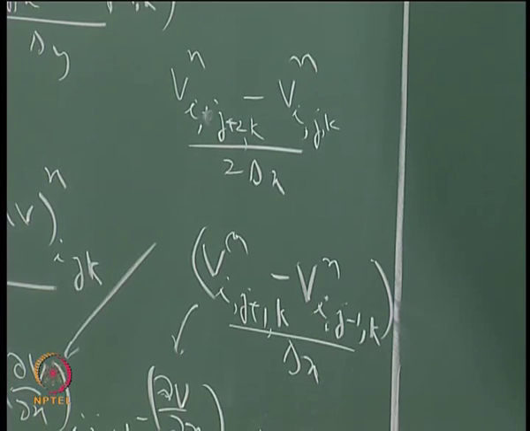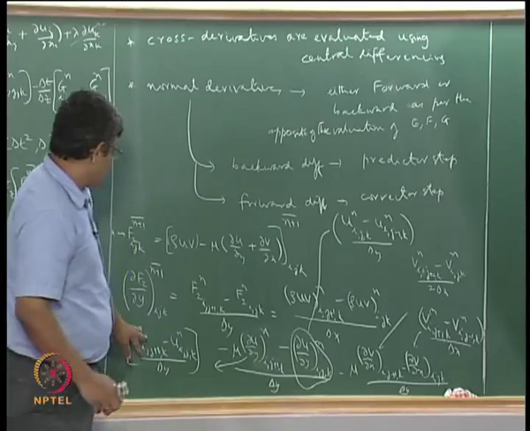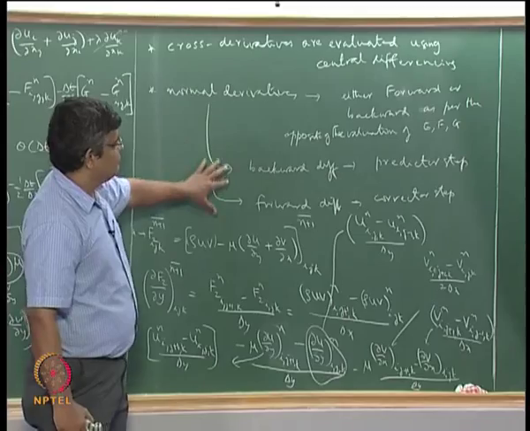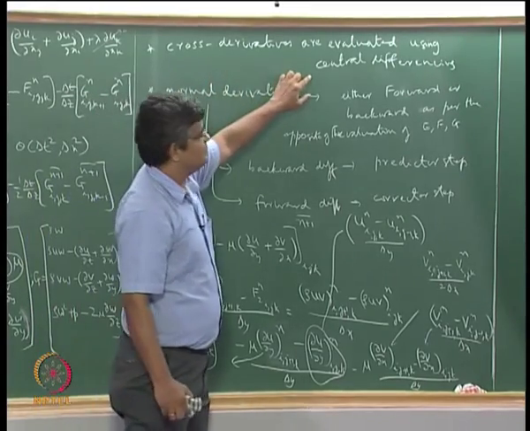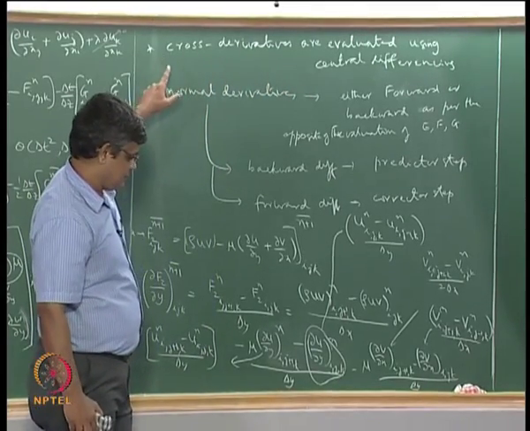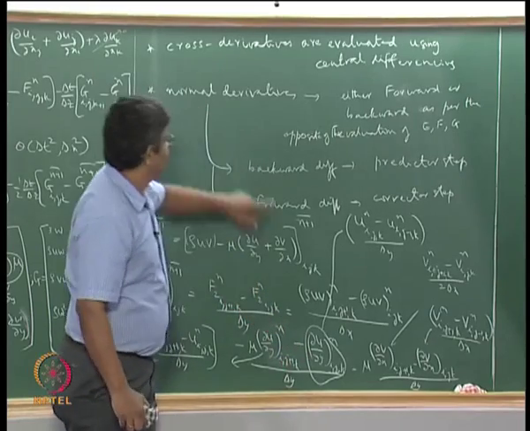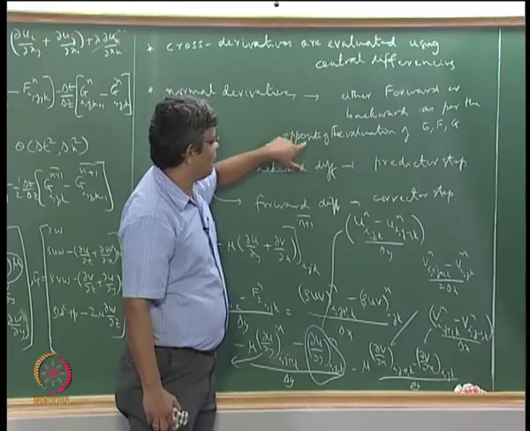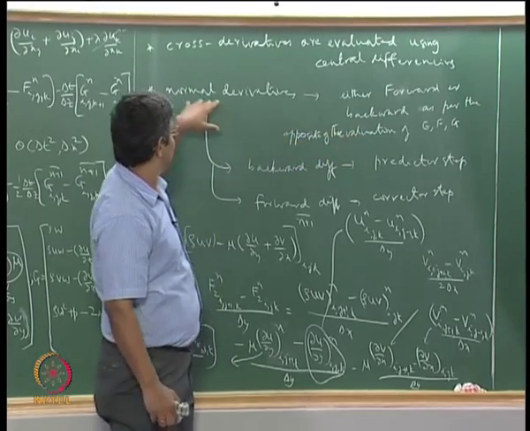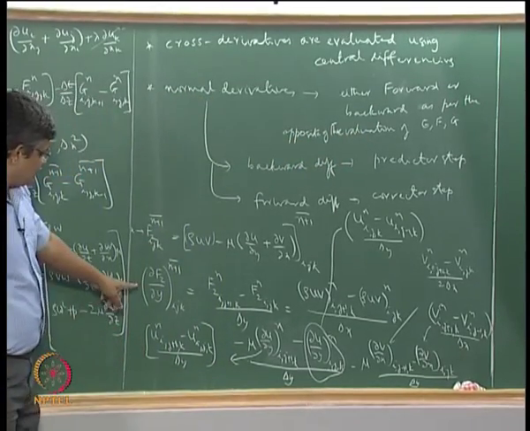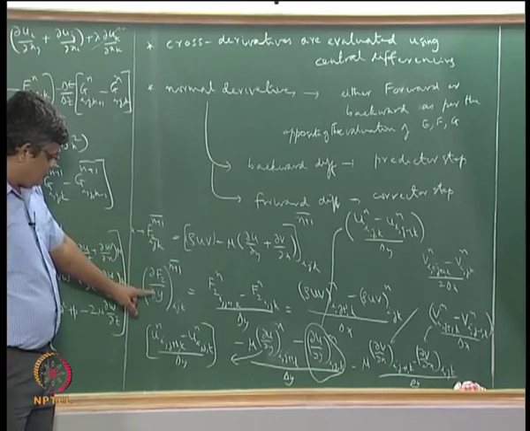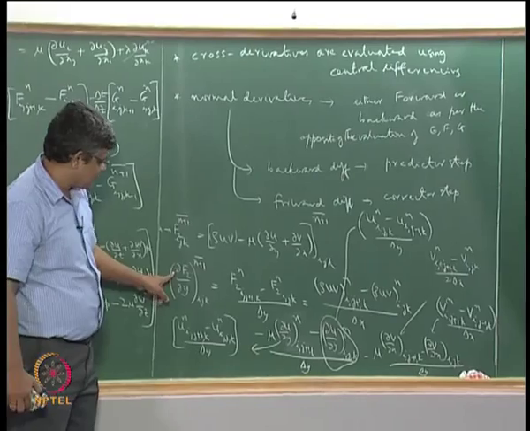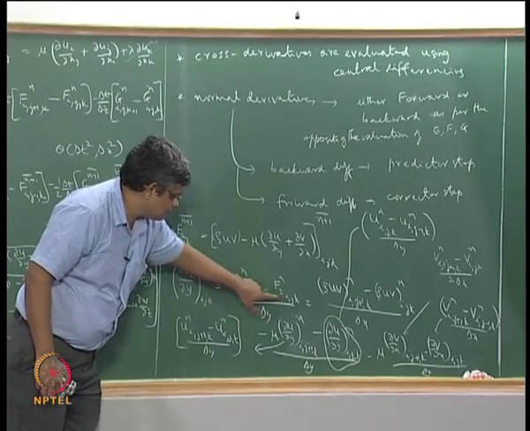Okay, so in this way we can evaluate the individual terms which are appearing in this, making use of central differencing for the cross derivatives, and using either forward or backward as per the opposite of the evaluation of EFG for the normal derivatives. So in this particular case dou f by dou y is being sought, and this is being evaluated using forward differencing here.